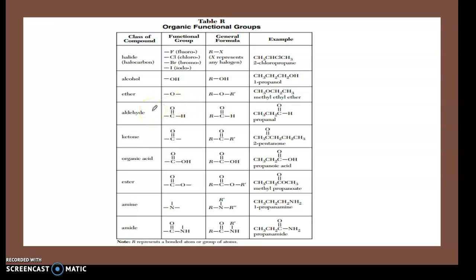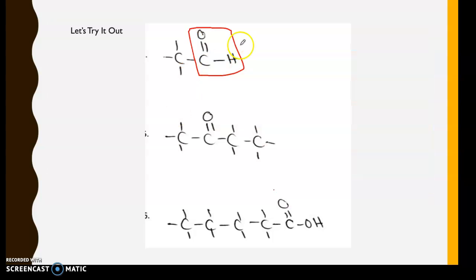Could it be an aldehyde? Well, I do have a carbon that's double bonded to an oxygen, single bonded to a hydrogen, but why not a ketone? Oh, I remember. A ketone is in the middle of the structure, while an aldehyde is at the end of the structure. So that means that this is an aldehyde.